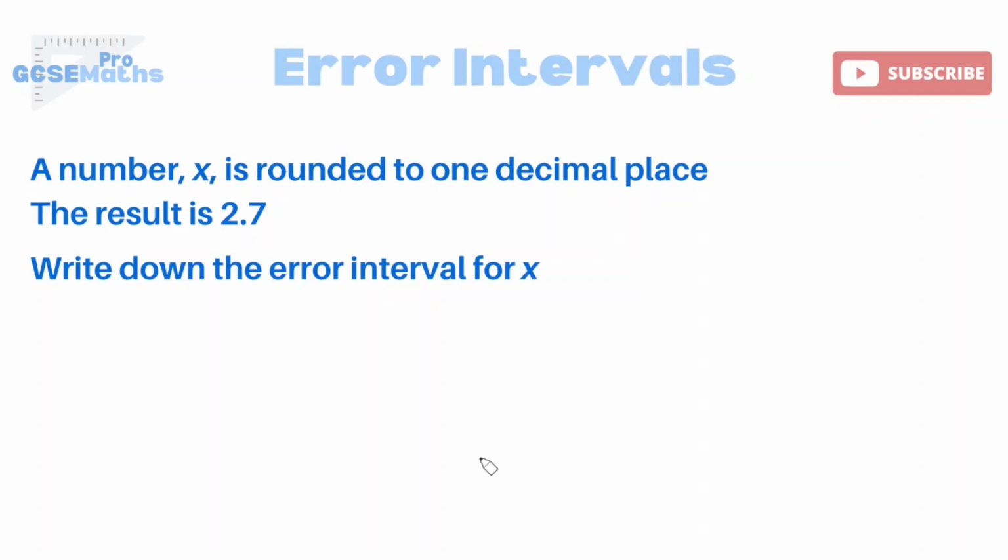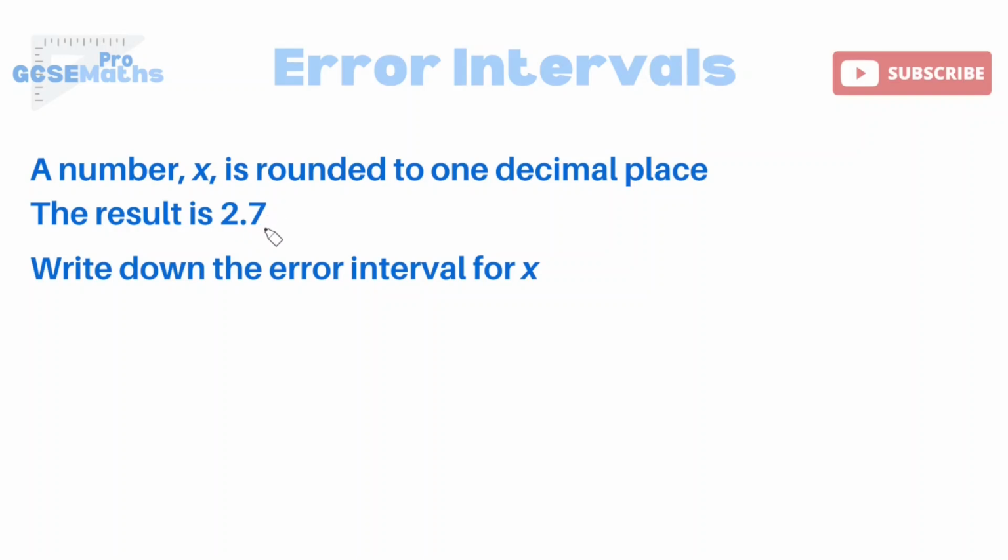When we're rounding to something, the original number might have been slightly lower, or it could have been slightly higher. We don't know if they rounded up or if they rounded down. So this is where it's very similar to upper and lower bounds because we're trying to find effectively what's the largest value it could have been to still be rounded down to 2.7 and what's the smallest value it could have been to have been rounded up to 2.7. So we are effectively finding the upper bound and the lower bound. We're just going to write it in the format of an error interval.